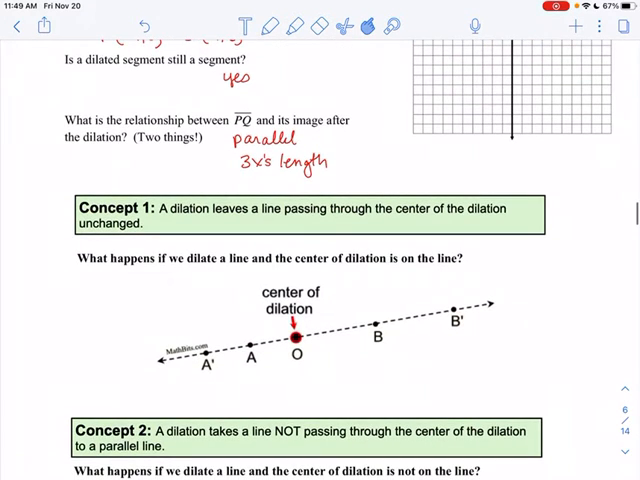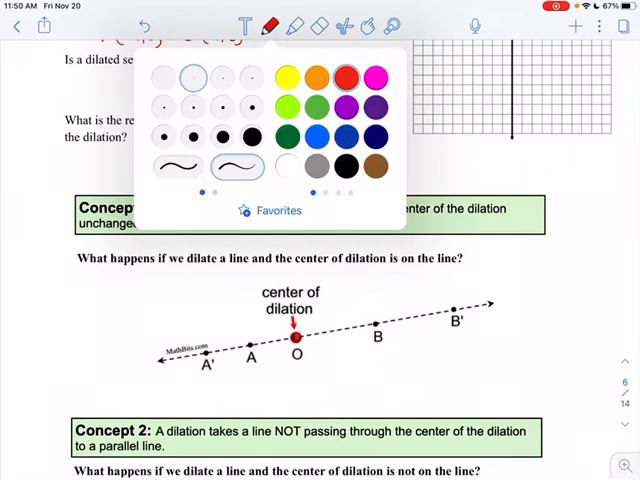A dilation of a line passing through the center of dilation leaves it unchanged, and we're going to look at that right here. What happens if we dilate a line and the center of dilation is on the line? In the one above, the center of dilation was the origin. The line segment moved further away from that origin. But if the center of dilation is on the line, like right here, you're going to get the exact same line.